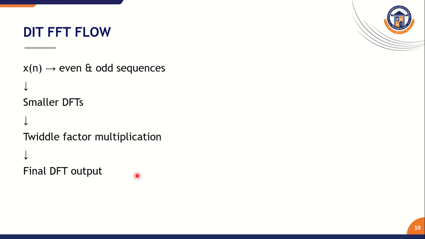This slide shows the flow of DIT FFT. First, the input is split into even and odd sequences. Then smaller DFTs are computed. Twiddle factor multiplication is applied here, and finally the full DFT output is obtained. This is the general flow of DIT FFT.